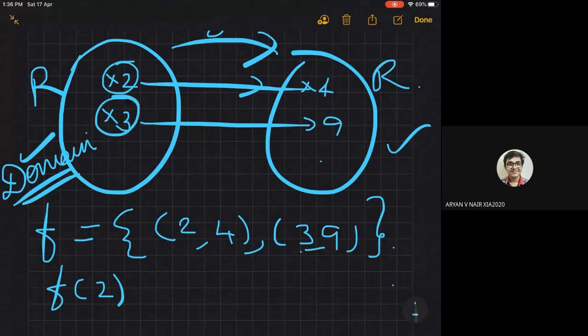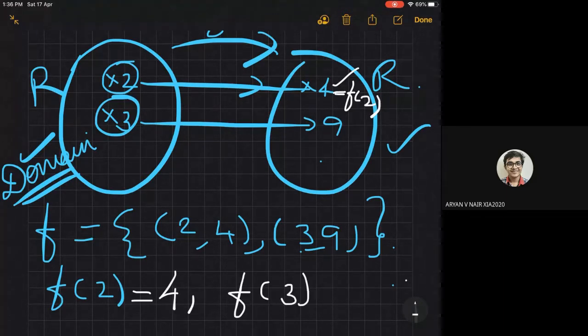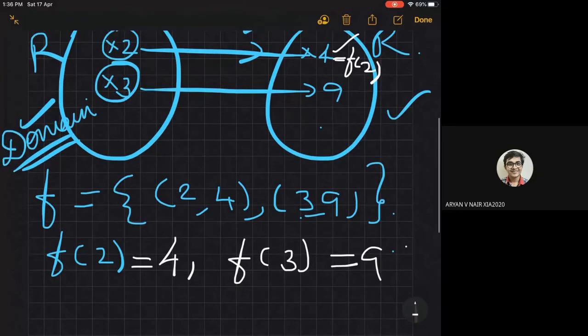What is the image of 2 and 3? Image is here. This 4 is the image of 2. And how do we write the image of 2 under the function f? We write it as f of 2. And f of 2 is 4, right? Similarly, what is f of 3? f of 3 is 9. So this much you have studied in case of functions.